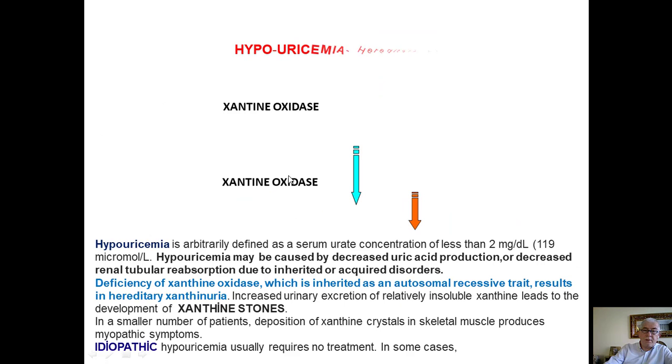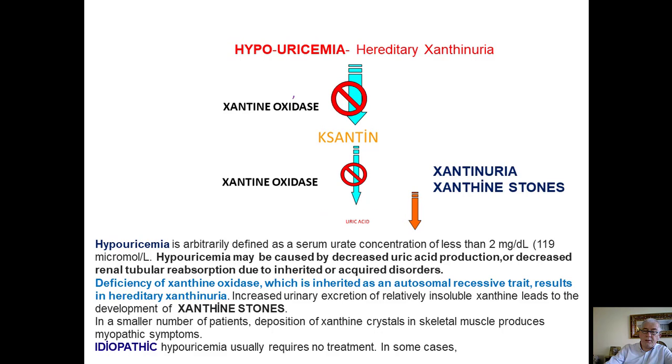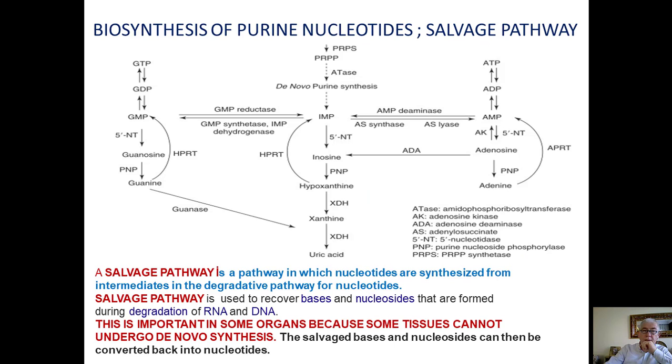Another problem is in purine metabolism. It is a rare disease, hypouricemia. In this case, it is also genetic. It has a genetic problem in the xanthine oxidase gene, and xanthine oxidase is blocked. In this case, xanthine level or uric acid level decreases, and with xanthinuria and xanthine stones, it can cause problems for patients. Idiopathic hypouricemia usually requires no treatment for patients.